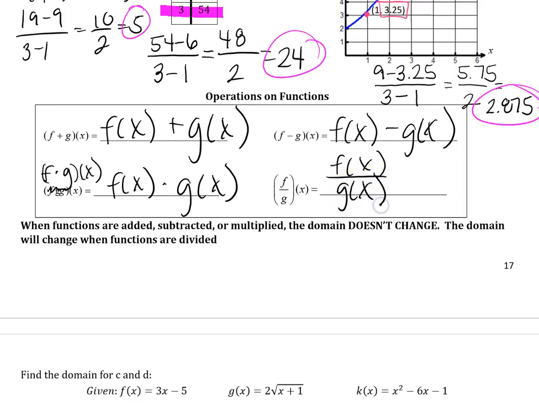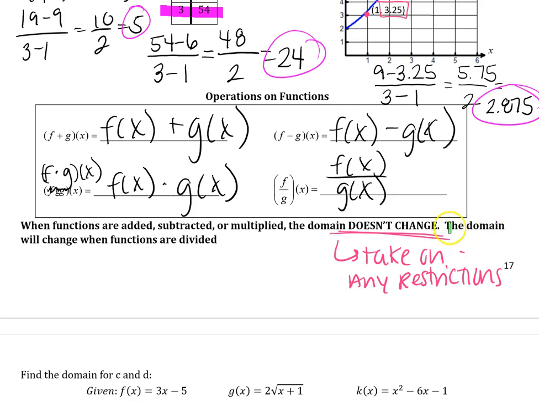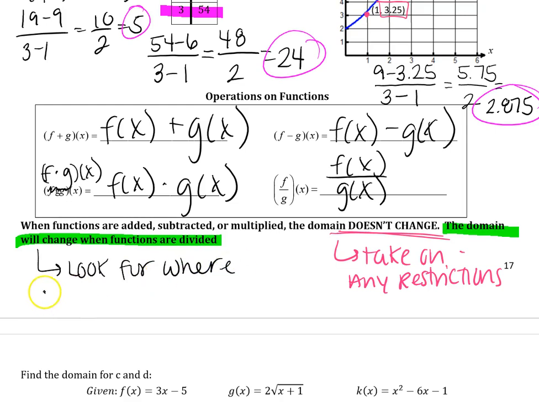Okay, keep in mind when you add, subtract, or multiply functions, the domain doesn't change, and it will take on any restrictions that the original functions have before adding together. When you divide functions, though, you need to recalculate. And what that means is you need to look for where it's undefined.